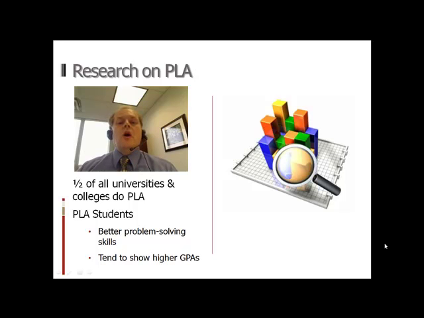Now, research on prior learning assessment shows a lot of positive trends. As I mentioned before, half of all colleges and universities have provisions for prior learning assessment. It is a widely accepted way of getting college credits. It's not really that controversial. Also, research has shown that students who participate in prior learning assessment, or PLA students, exhibit better problem-solving skills than those who don't take advantage of PLA, and also tend to show higher GPAs on average than those who don't do PLA.